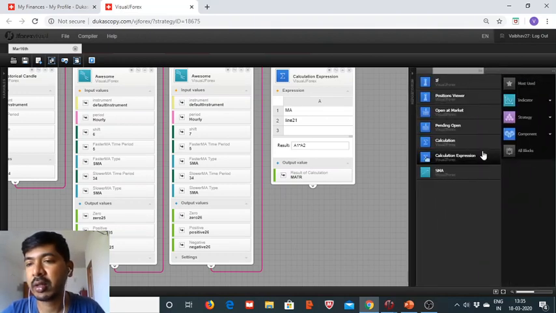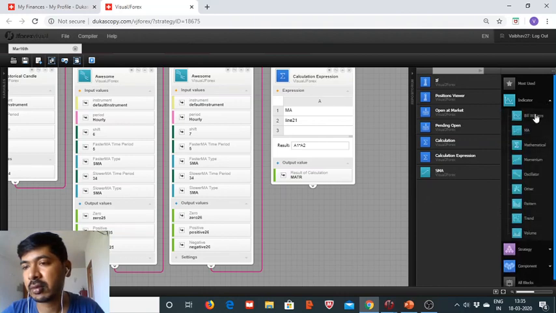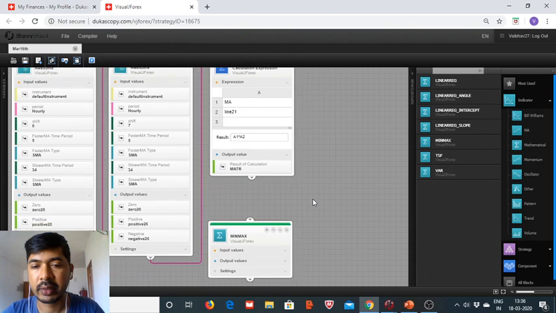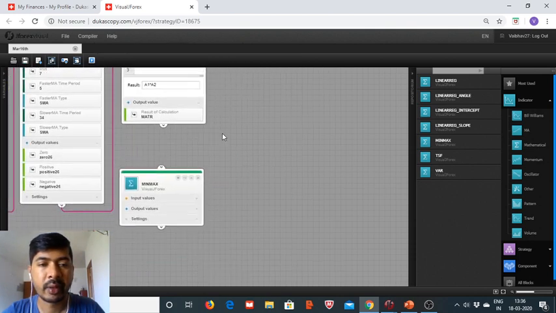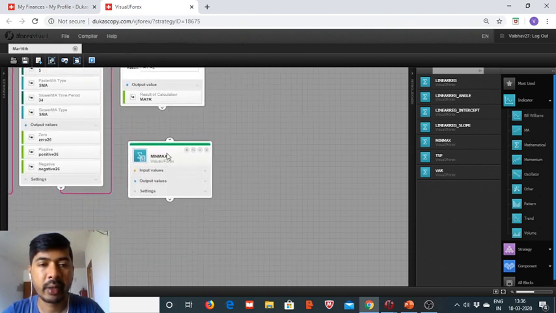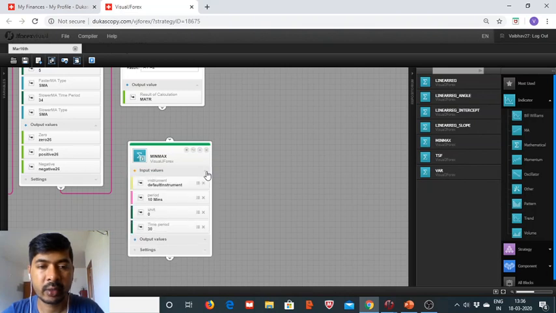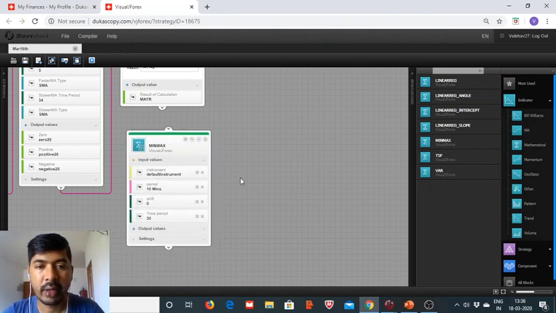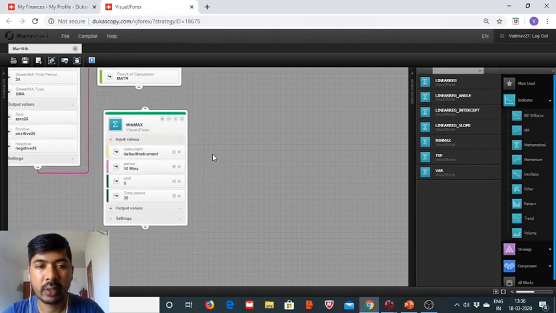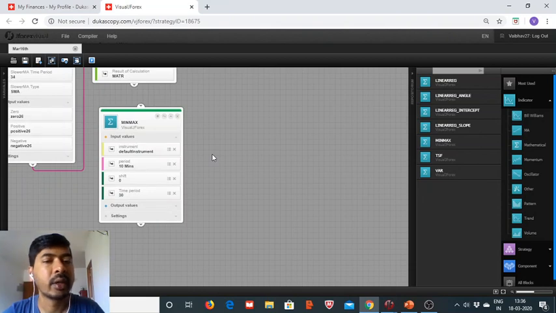Let's bring in the min-max first. Mathematical, this is the min-max indicator, and we will need 4 min-max blocks, and even I think we will need more than that.